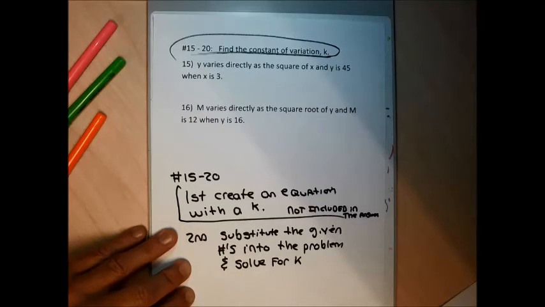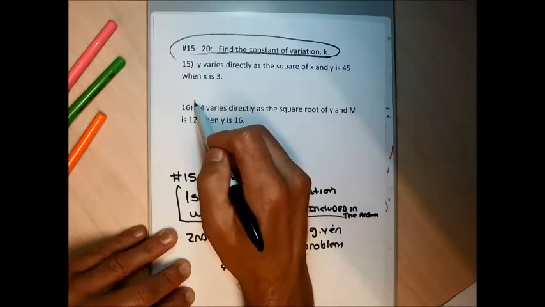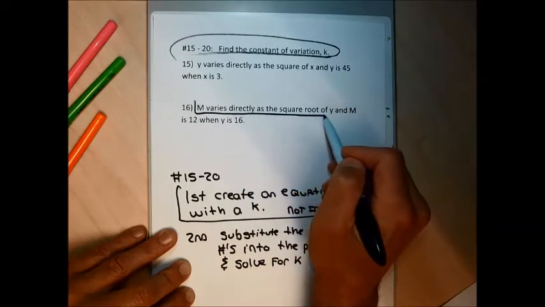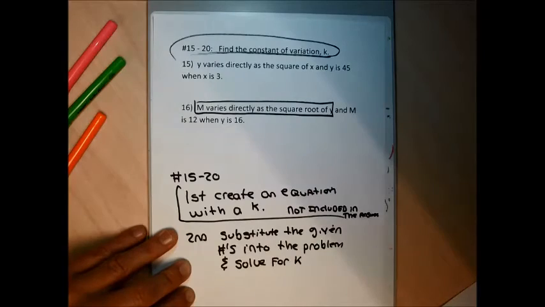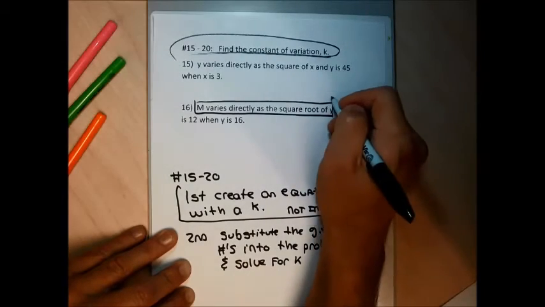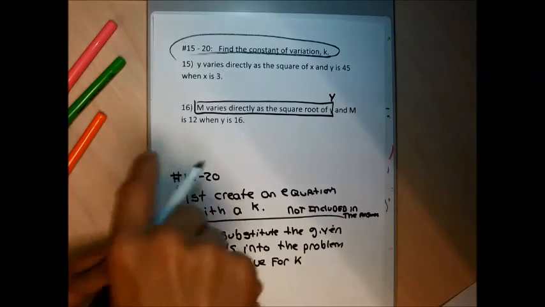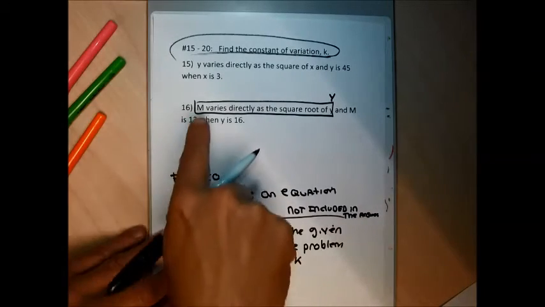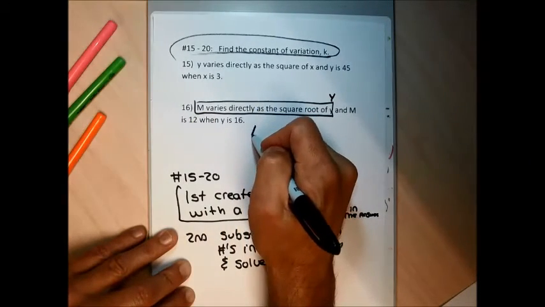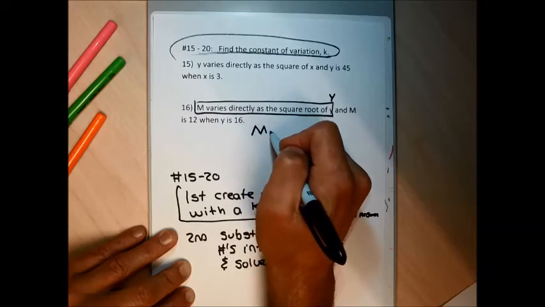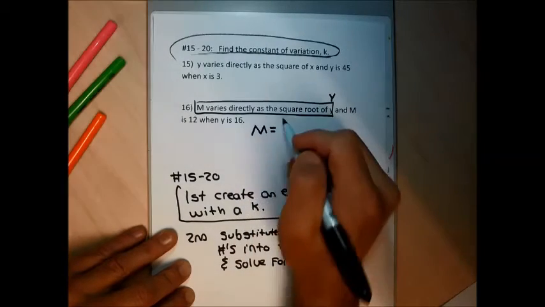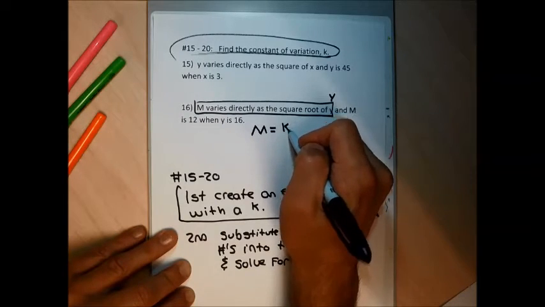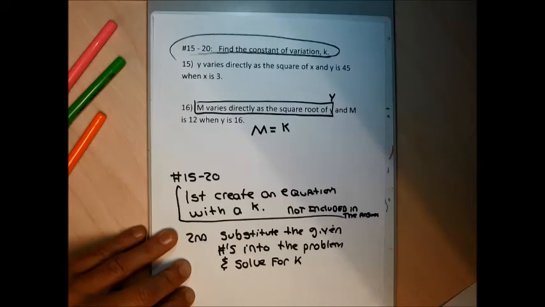So let me go through and show you how I would do 16. First part of 16, I would take up to here and make that into an equation. So m varies directly as the square root of y. The first letter I see is m, so I'm going to write the letter m. And then you always get an equal sign after that first letter, and you always get a k after the equal sign. If I see the word inversely after that k, or under that k, I'm going to write a fraction.